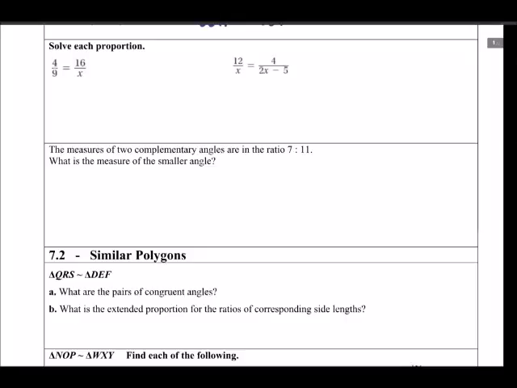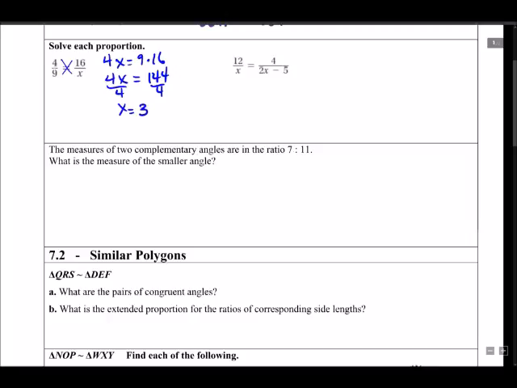Our next problem says solve each proportion. These are easy. We just cross multiply. We get 4 times x equals 9 times 16. So 4x equals, what is that? 144? That sounds about right. Divided by 4, x equals 36.